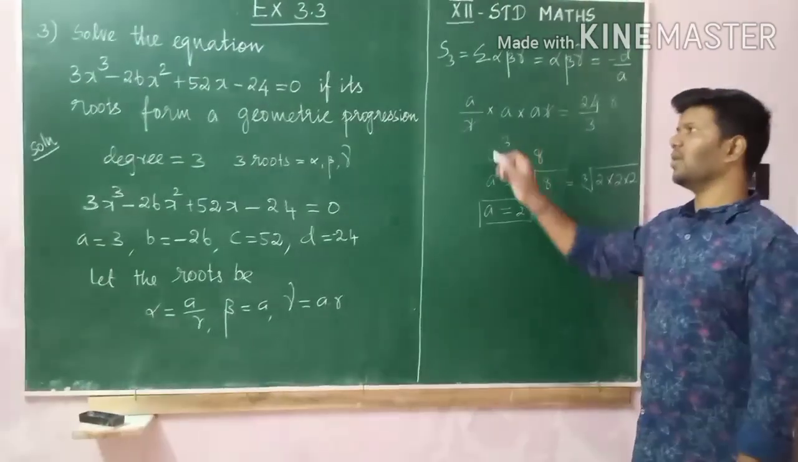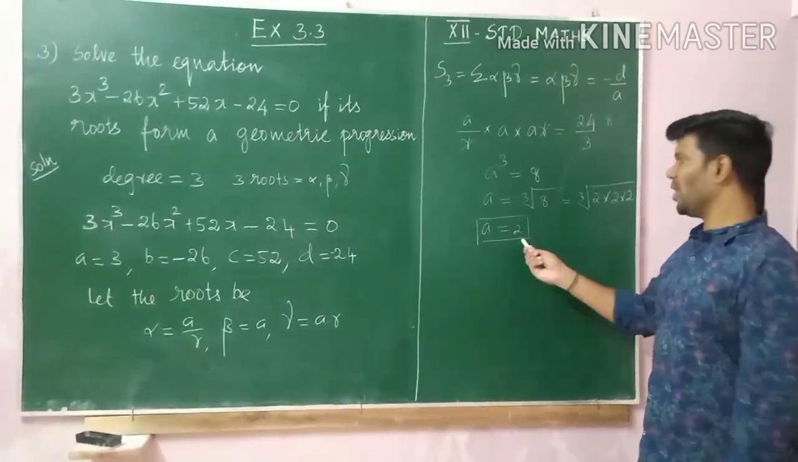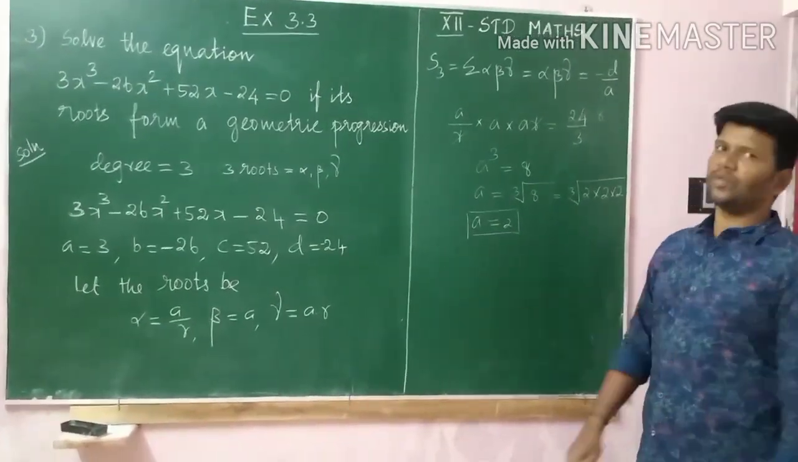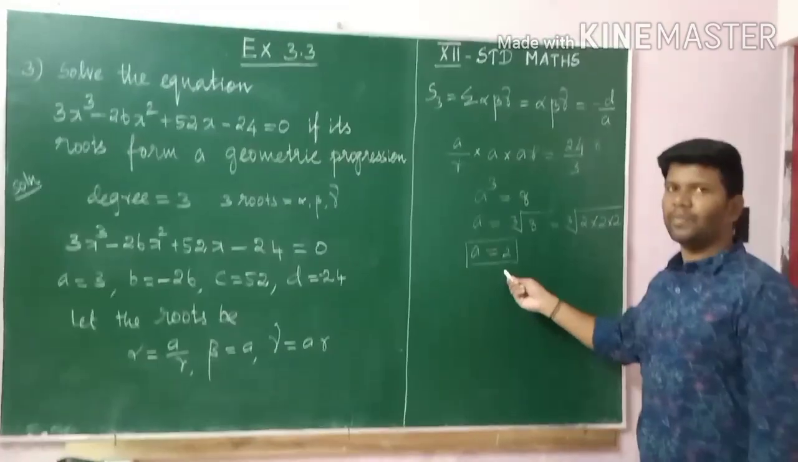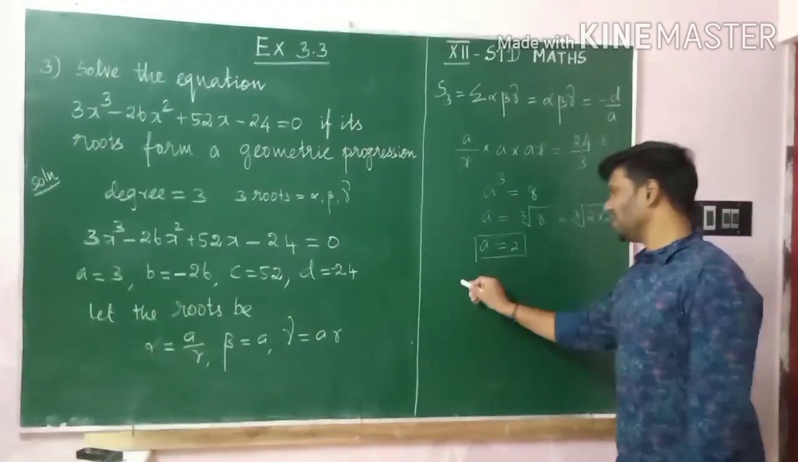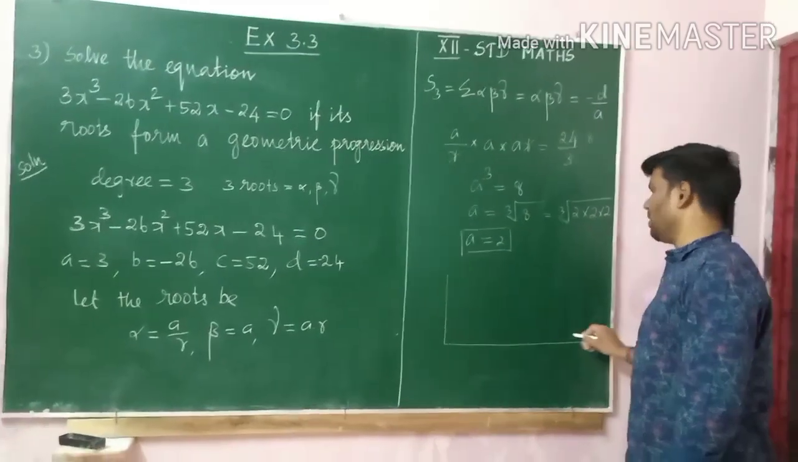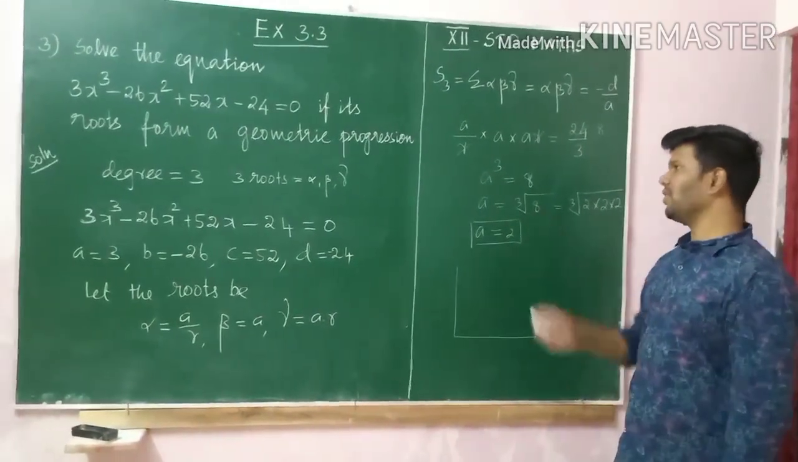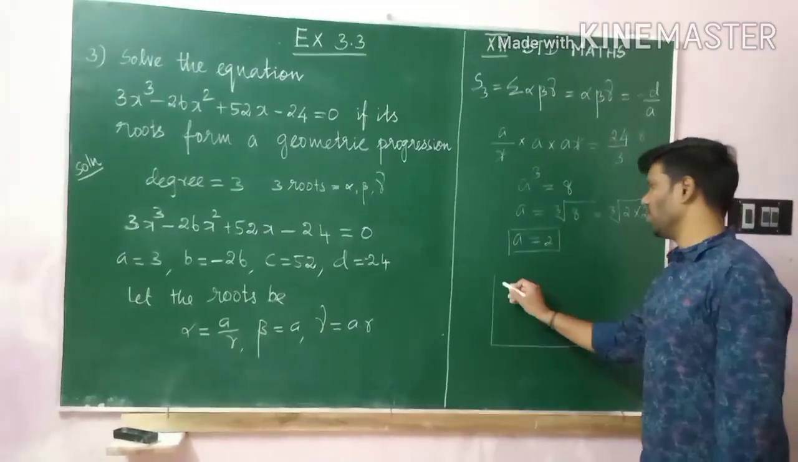So what should we do now? A cubic equation has 3 roots. We have found one root. How can we find the other two roots? We can find them by synthetic division. What is synthetic division? Write the coefficients of the given cubic equation in the first row.